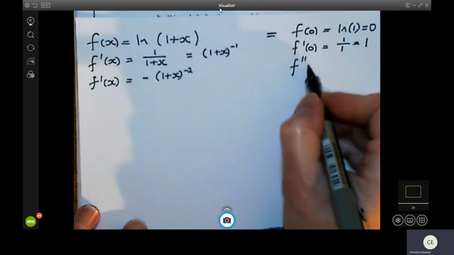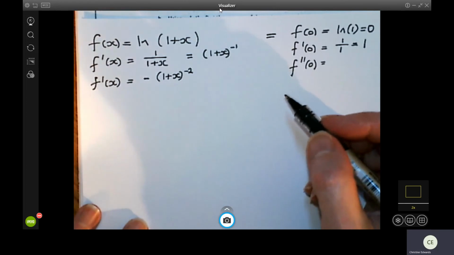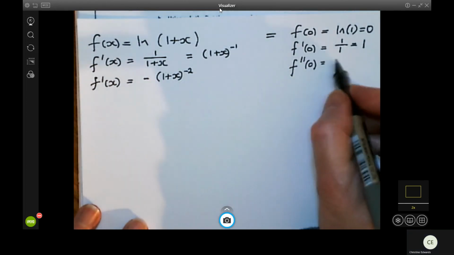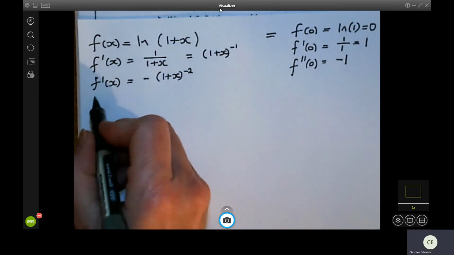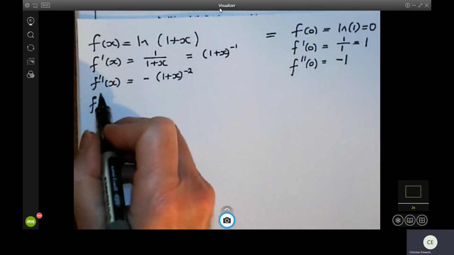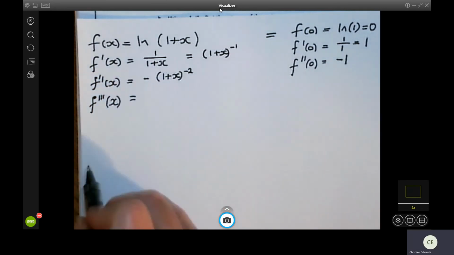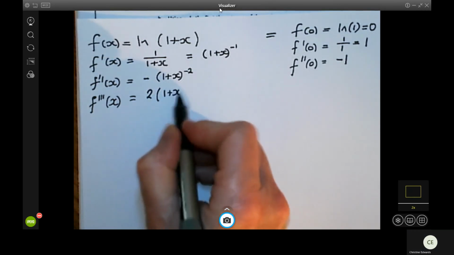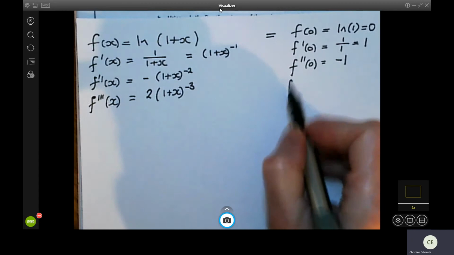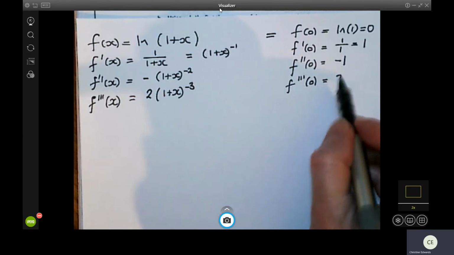Subbing 0 in, again, the bracket will give us a value of 1, so the value of the second derivative with 0 put in is -1. Let's consider the third derivative. So I'm using the chain rule again. I sub in 0 and I get a value of 2.